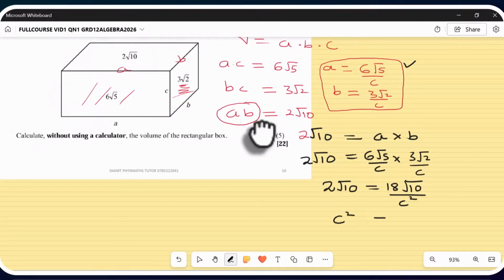But the C I got is 3. From here, our C is 3. And so for that matter, our volume is going to be 6 root 10, root 10.